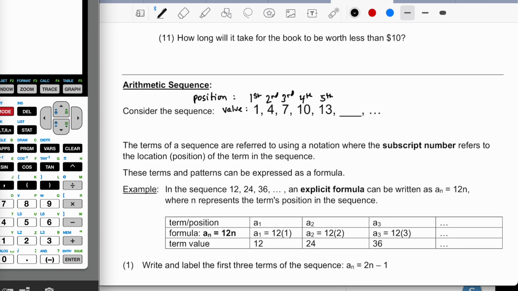...is defined by consecutive values having a common difference. All right. Whenever we identify something as having a common difference, we know it's a linear relationship.